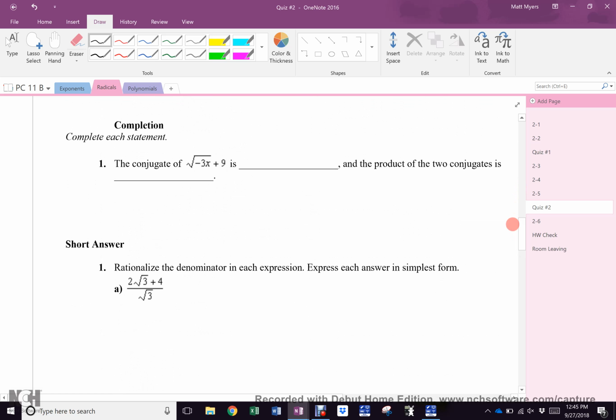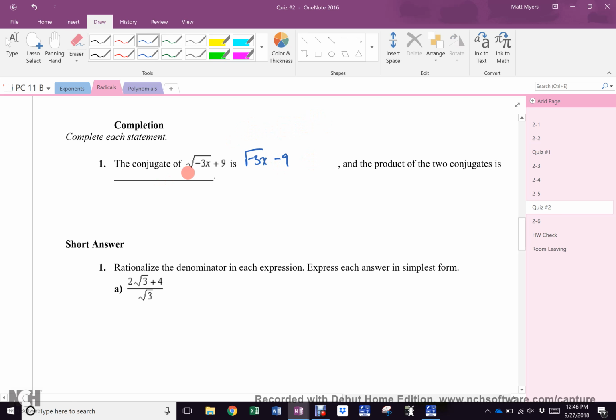Now, I will accept 2 answers for this. You might have the square root of negative 3x minus 9, or you may have negative root 3x plus 9 if you brought the negative out in front. Did anybody do that? If you left the blank space and didn't put anything in the line, you lose half a mark.